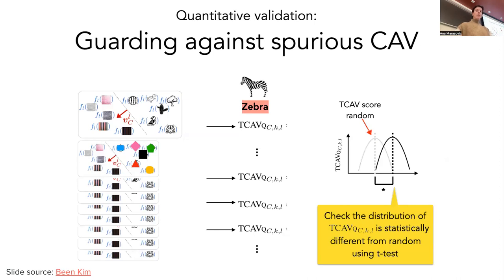There is one extra step where they guard against spurious CAV vectors, which are those concept vectors where you compare the distribution of TCAVs with the distribution of TCAVs you get when you use some random images that do not represent your concept. And these need to be statistically different. If they are not, then you can't really say that this TCAV is really related to the concept.